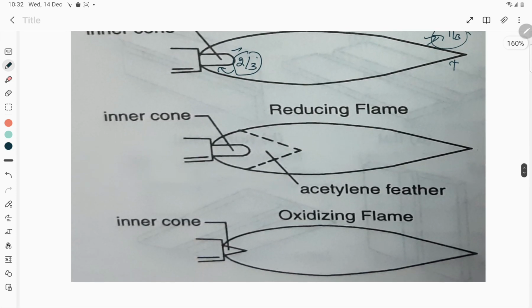And in case of this reducing flame, where the acetylene content is a little bit higher than the oxygen content, we have an additional greenish acetylene feather. If we have an additional greenish feather, then we can understand from the color of the flame itself that it is having more amount of acetylene. Because of that, we are getting this greenish feather. So this kind of flame, we will see in the reducing flame.